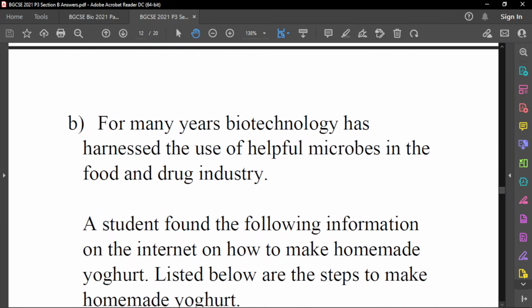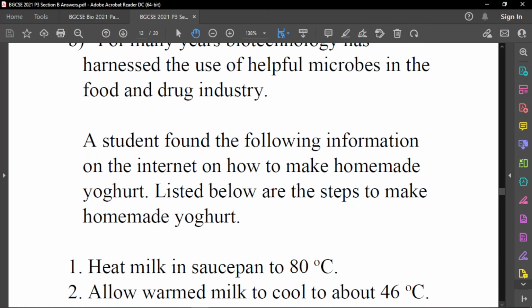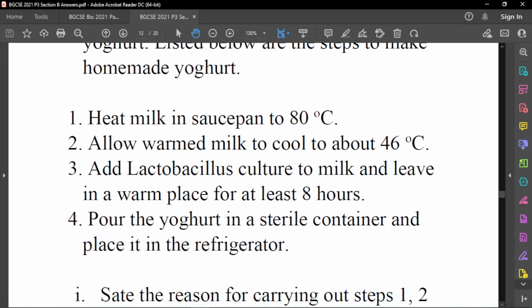All right. Part B now is that for many years, biotechnology has harnessed the use of helpful microbes in the food and drug industry. A student found the following information on the internet on how to make homemade yogurt. Listed below are the steps. 1. Heat milk in a saucepan to 80 degrees Celsius. 2. Allow warmed milk to cool to about 46 degrees Celsius. 3. Add lactobacillus culture to the milk and leave in a warm place for at least 8 hours.